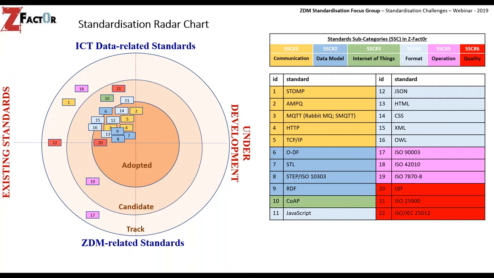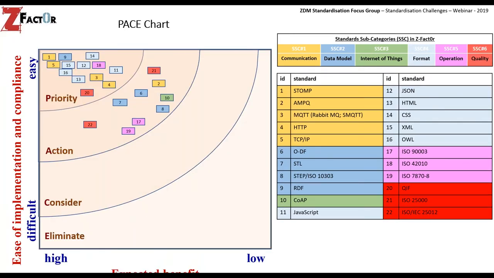Communication and format standards are being widely adopted in Z-Fact0r. The standards for application of quality management system of software engineering, architecture description, and the simple text-oriented messaging protocol, as well as data quality model, are being tracked. Regarding the pace chart, all the standards identified are in priority or in action, meaning that the identification of the standards in Z-Fact0r represents a significant easiness on their application.